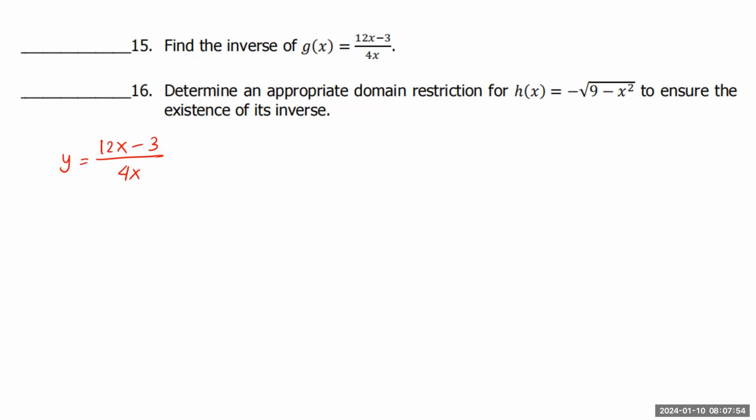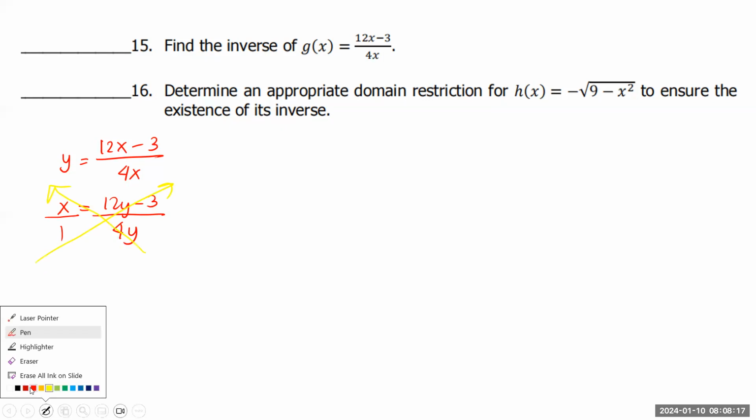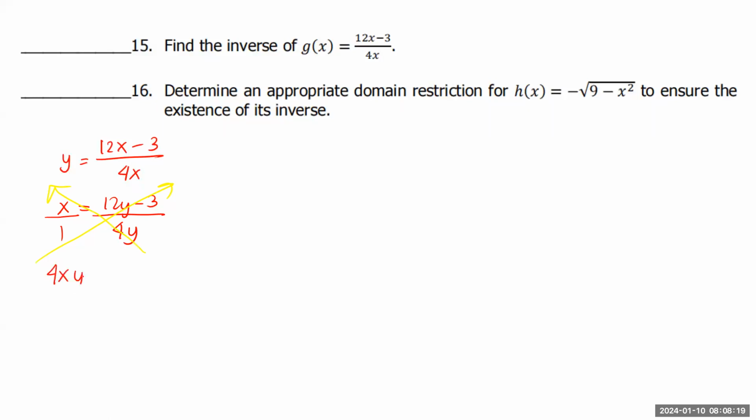So interchange the variables x and y. So this becomes x equals 12y minus 3 over 4y. Now, we have here a fraction. So what we are going to do is to perform cross multiplication. Okay. So x times 4y is 4xy. Then 1 times 12y minus 3 is 12y minus 3.